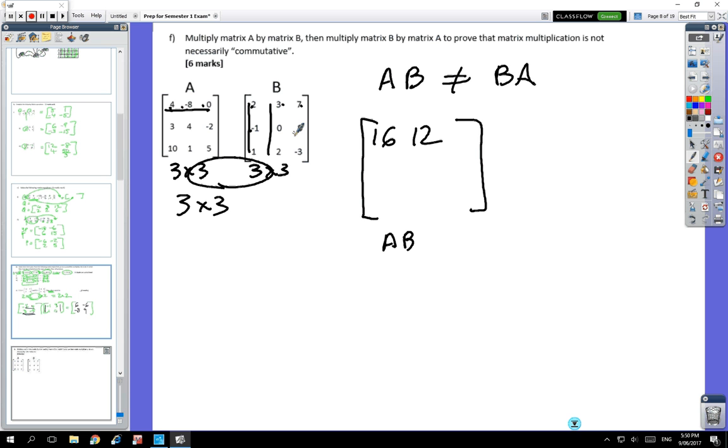28 minus 64. That's a Friday afternoon. I need to get my calculator out. So it's minus 36. So I'm not going to keep doing.